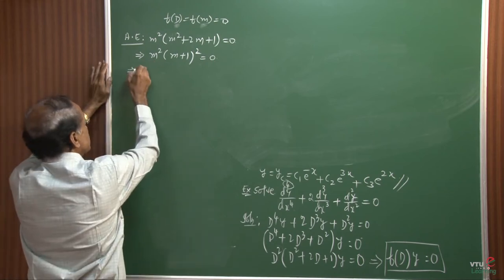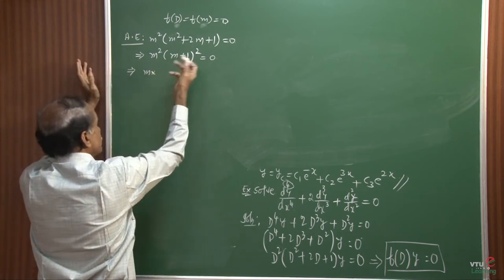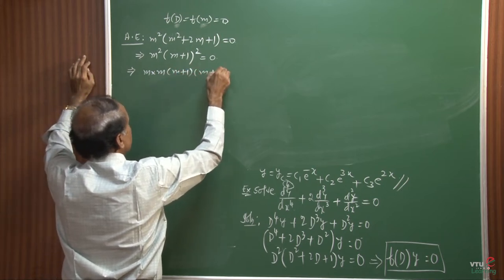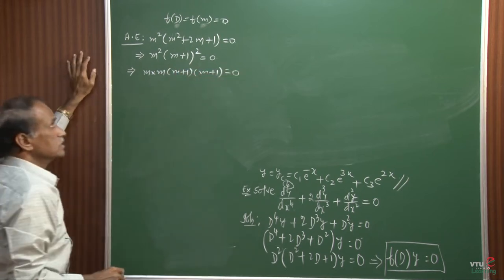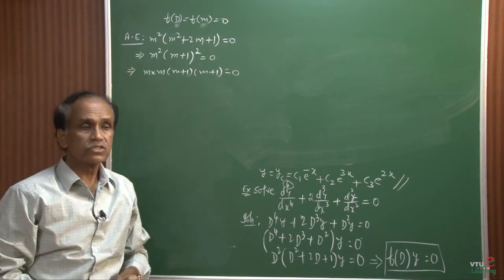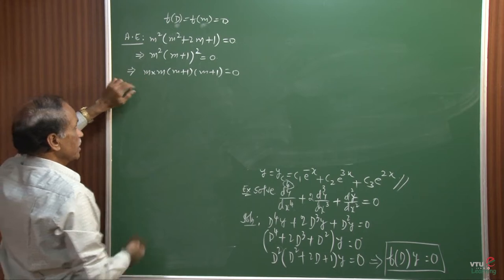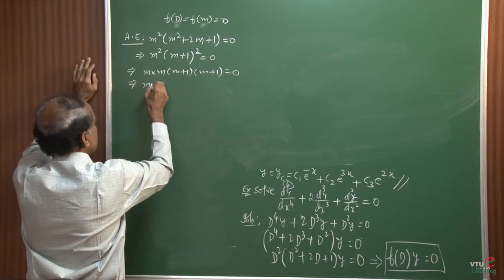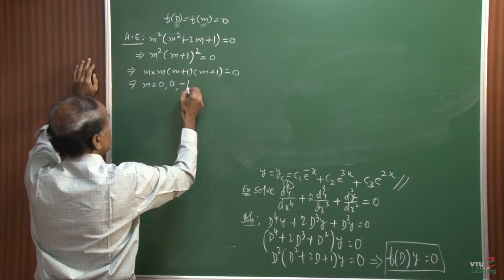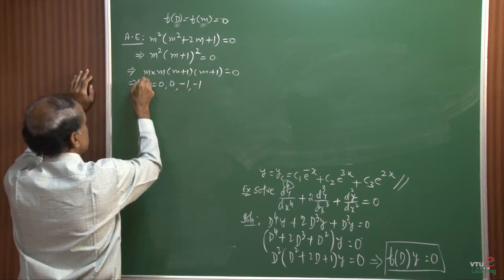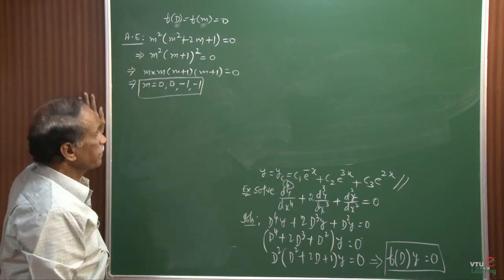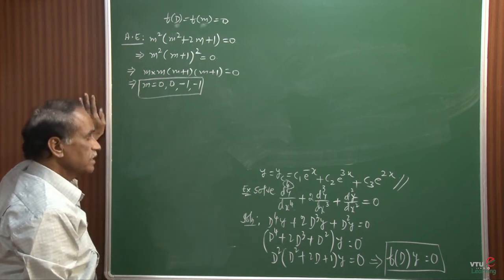This implies m into, if you want you can write in detail, this is (m plus 1) into (m plus 1) equal to 0. This is the separated form of factors you have written. What is the first value? This implies m is equal to 0, one more 0, that is minus 1, then one more minus 1. Okay. So these are the 4 possible values for your differential equation as auxiliary form.